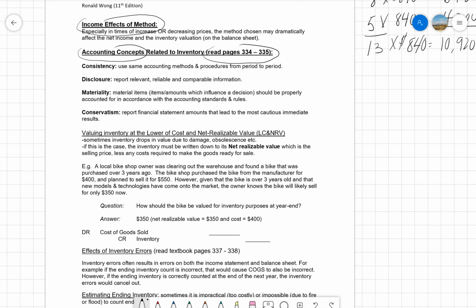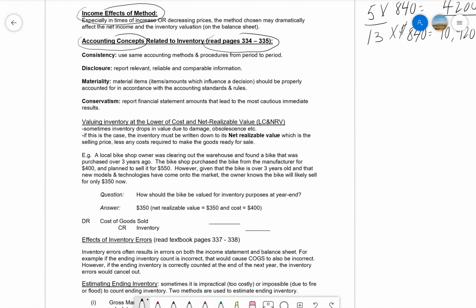The next item I want to talk about is this rule called lower of cost and net realizable value. Sometimes a company might buy some inventory at a particular cost, and of course they want to sell it at a higher price. But let's say what they can sell it for drops below that cost. This concept says that we always have to value inventory at the lower of what we bought it for, or the net realizable value. Think about the net realizable value as what we can sell it for.